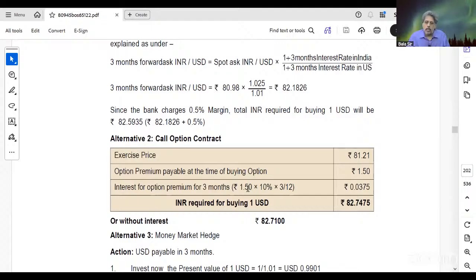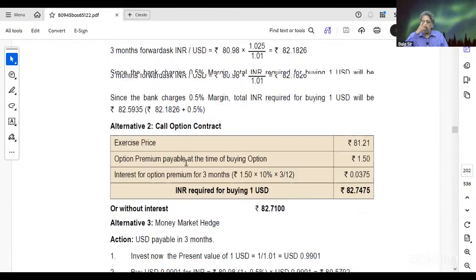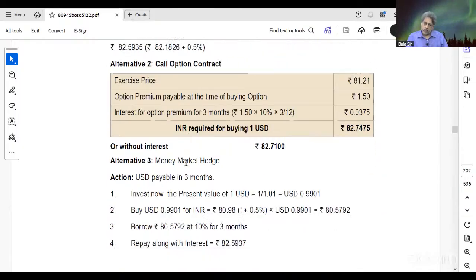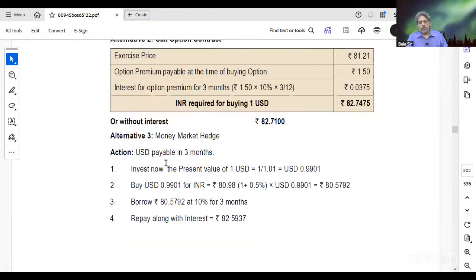82.747. That is your cost of purchasing each dollar in the market. Done, in case you go for a call option contract. Then comes the most interesting one. What is that? The money market hedge.